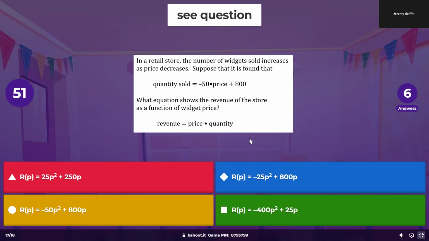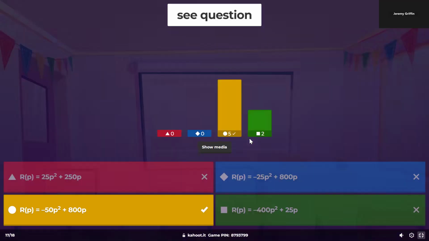By the way, that'll come out to a parabola shape. If you graph revenue as a function of price, it would look like an upside down parabola. If the price is too low or too high, you're not making a lot of revenue. But somewhere in the middle is a sweet spot, where you can maximize the revenue if you wanted to.